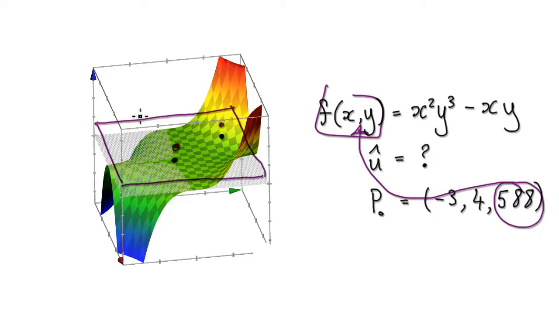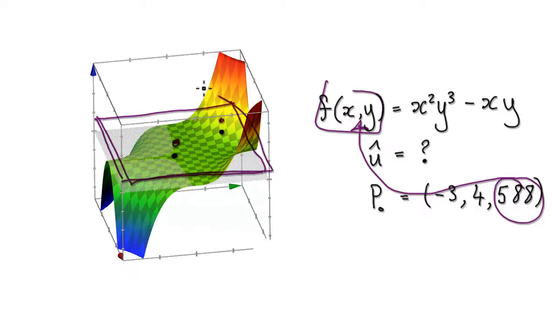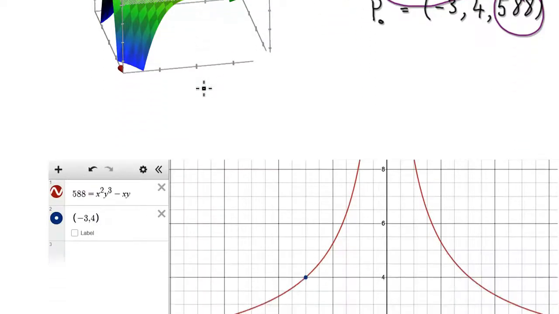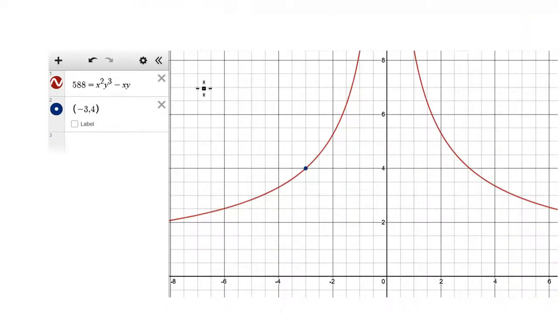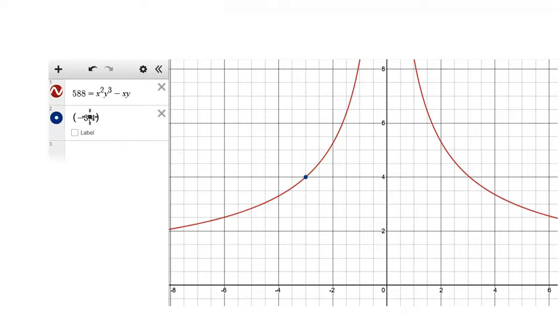If you cut where Mount Everest intersects with this plane, it will look something like this. That will give you your level curve. Your level curve will look like this. This is 588 here. You are currently here, -3 in the x direction, +4 in the y direction.